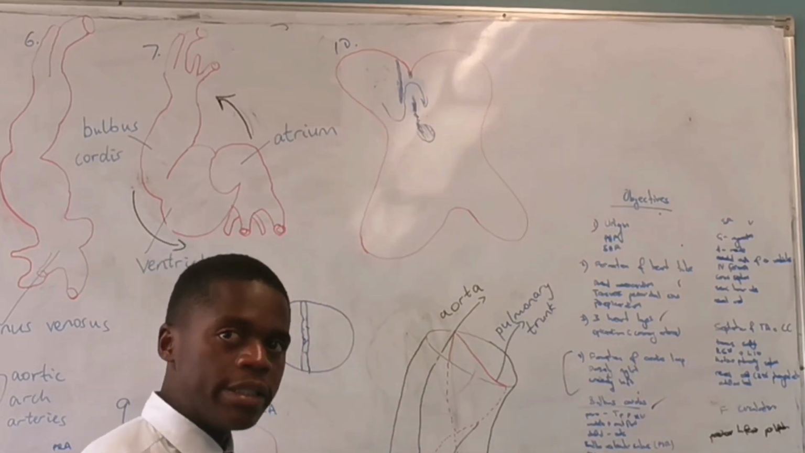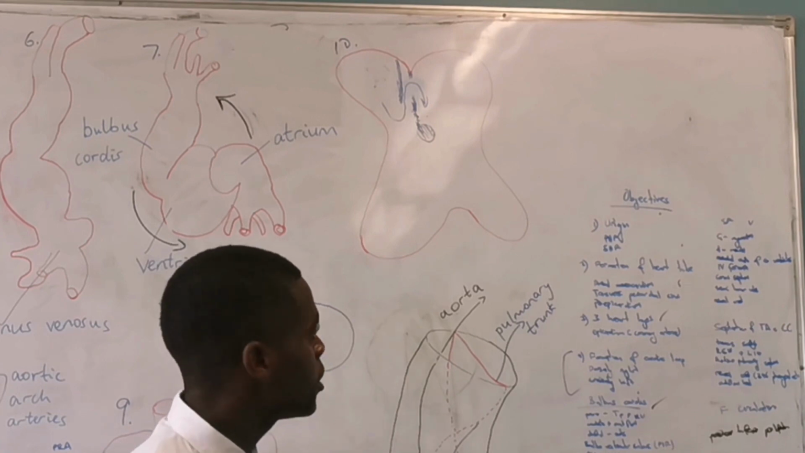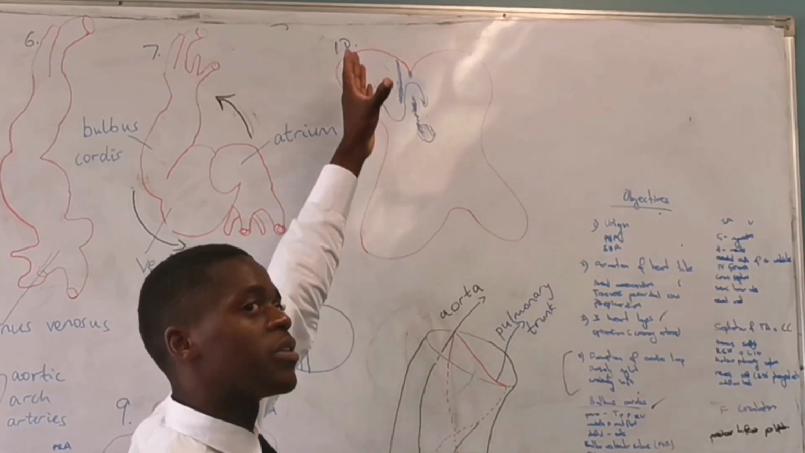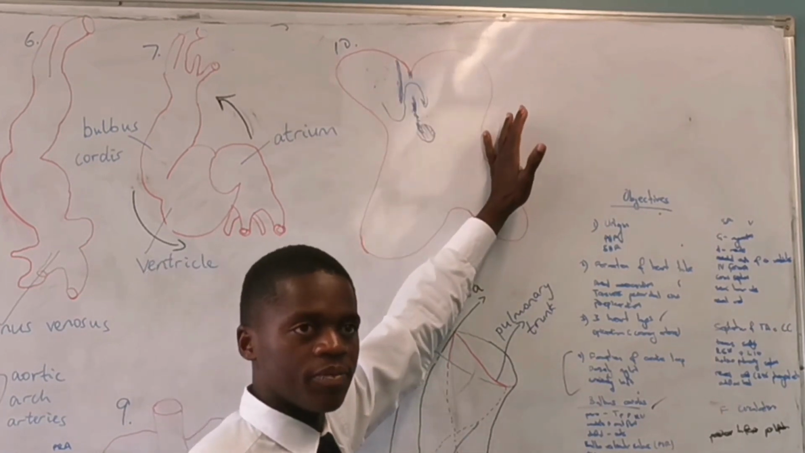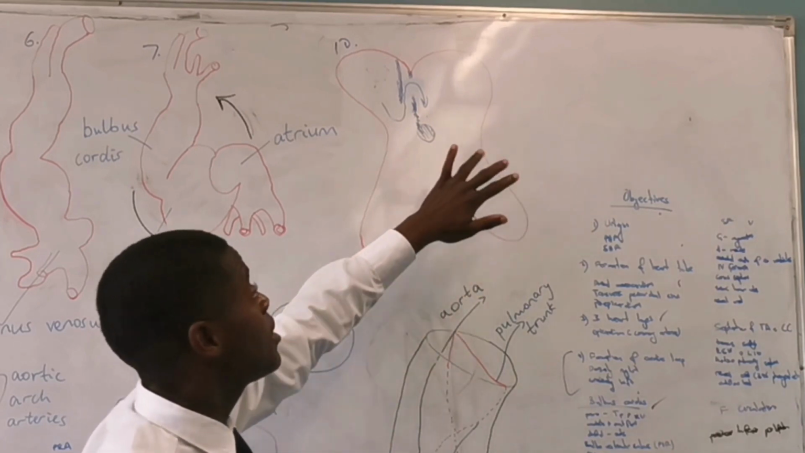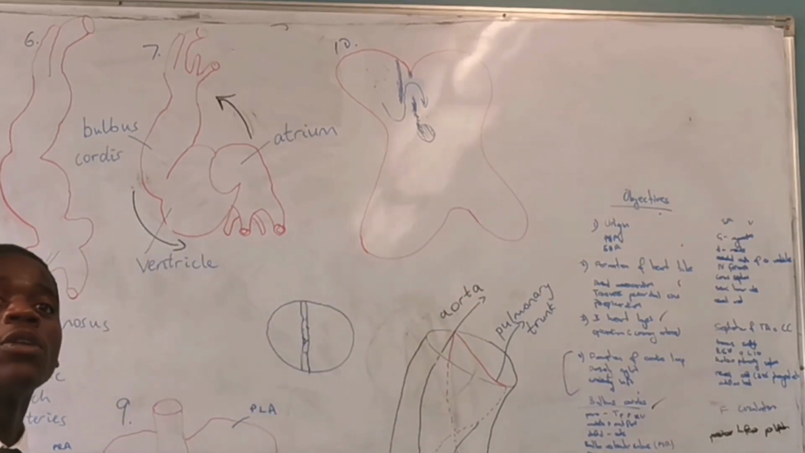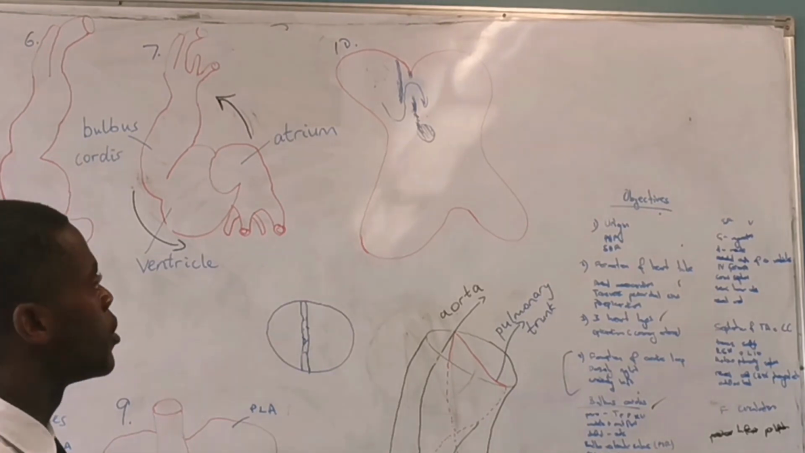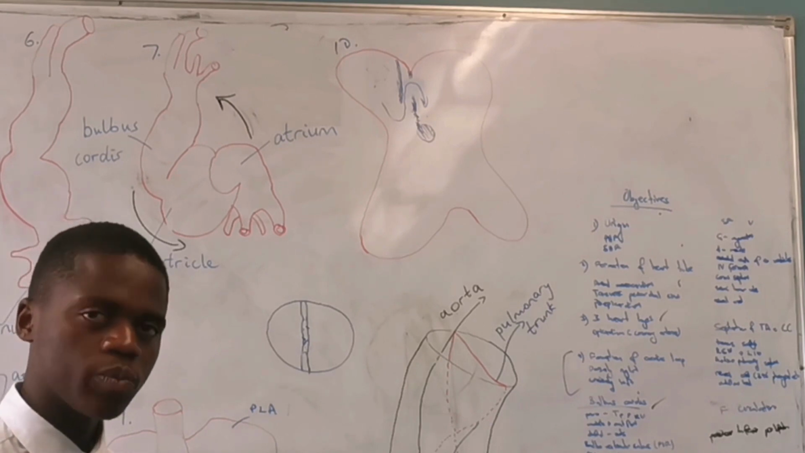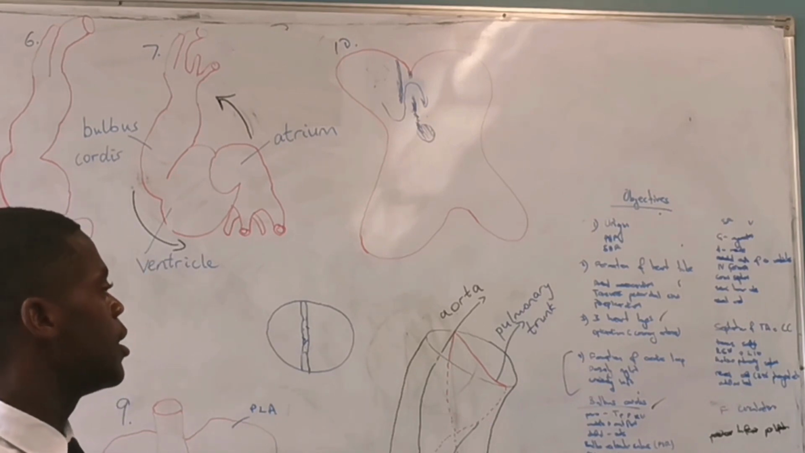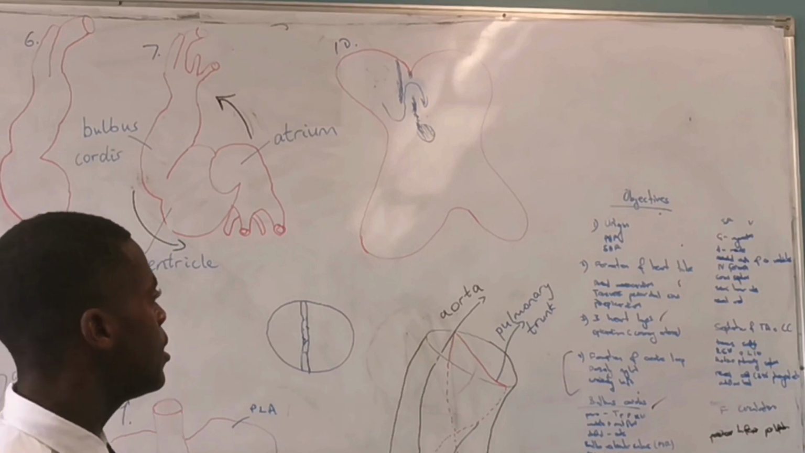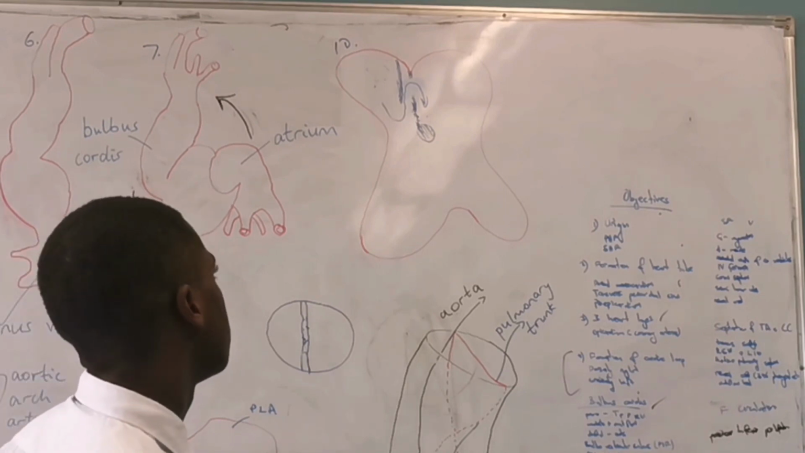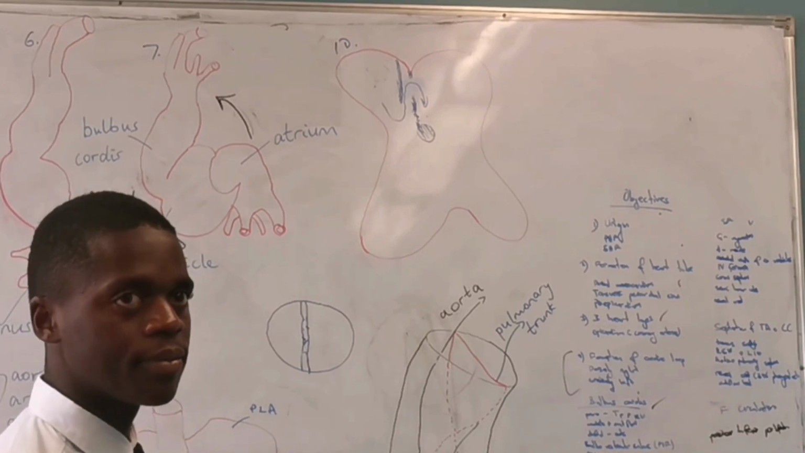Because initially in fetal life, pressure is more concentrated on the right than on the left. So at this stage, we can now say that we have a right atrium and a left atrium. Now we move on to the next stage, which is the formation of our interventricular septum.